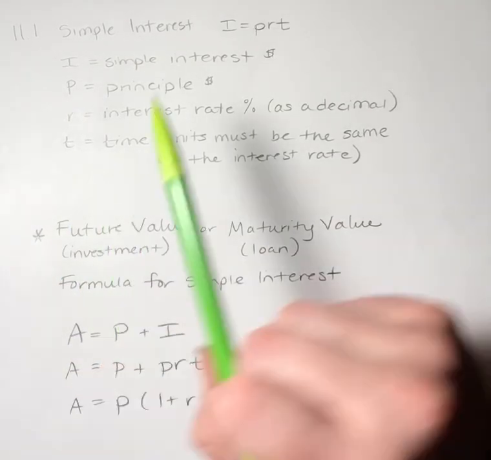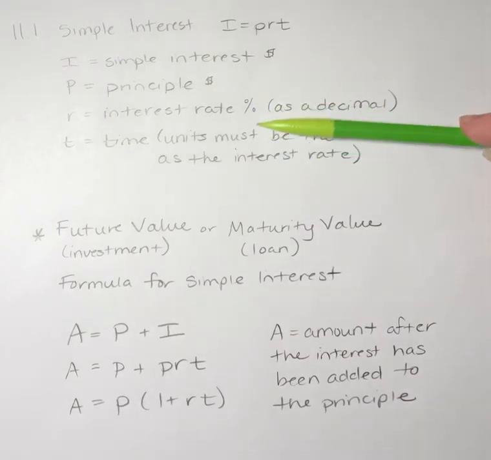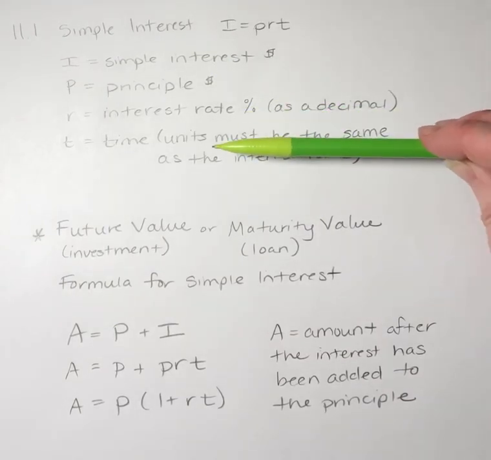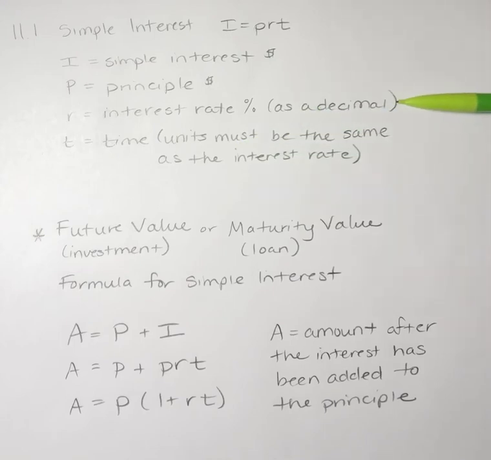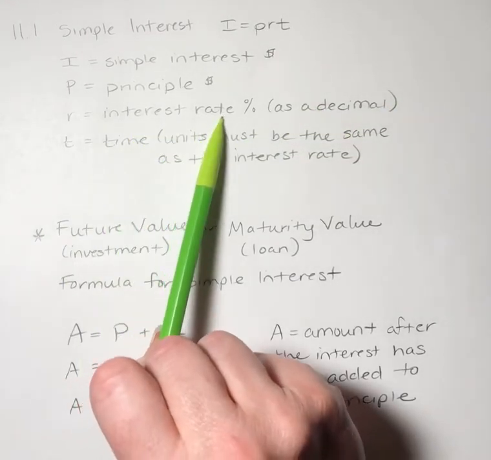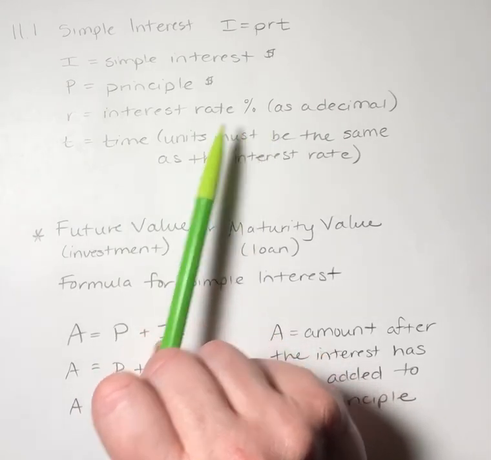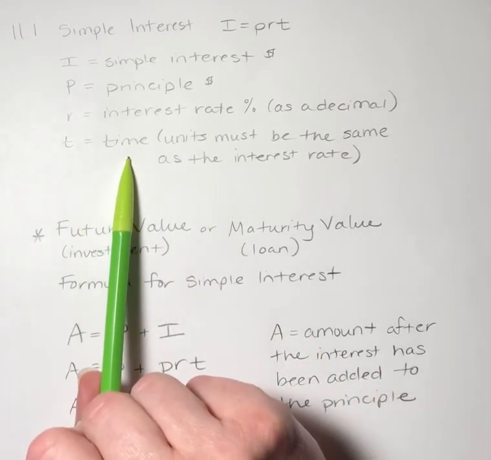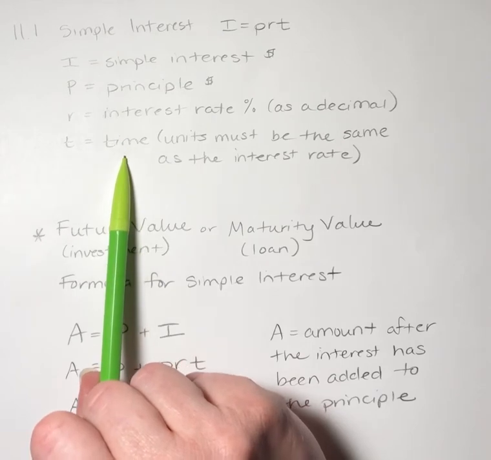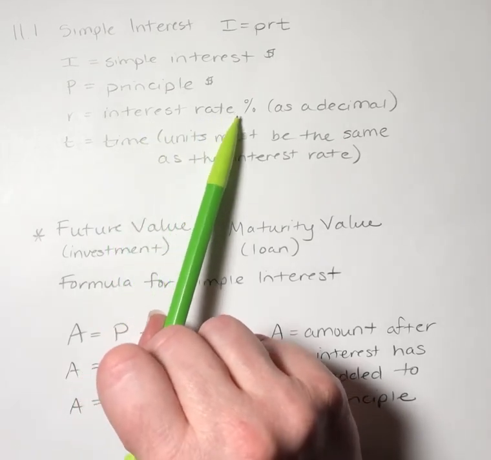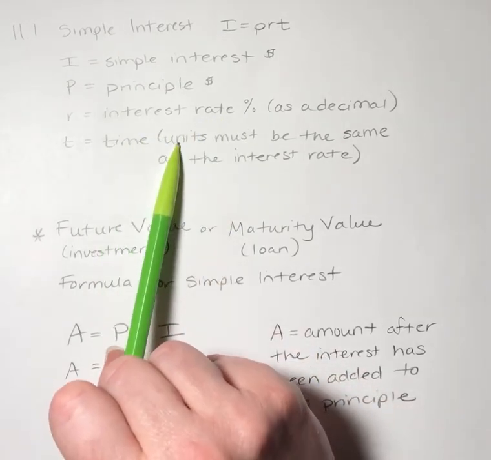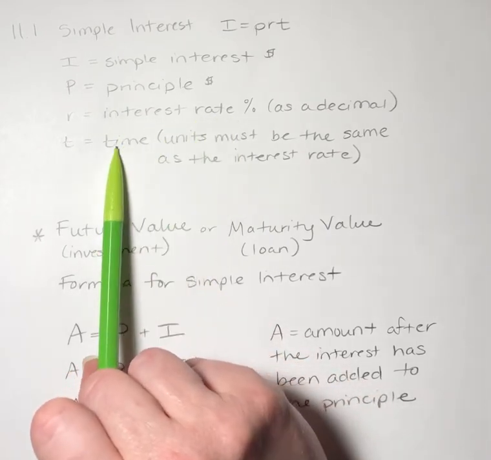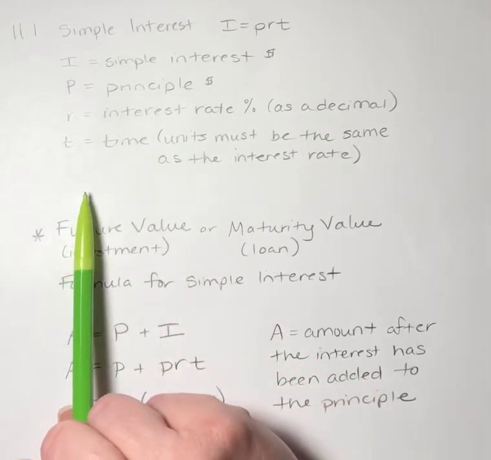T is your time. They're going to try and trick you. You have to make sure that your units for your time are the same units as your interest rate. So if your interest rate is per year, or annual is a word that they use for that, then you have to make sure your time is in years. If your interest rate is per month, your time has to be in months. If your interest rate is per day, then your time has to be in days.